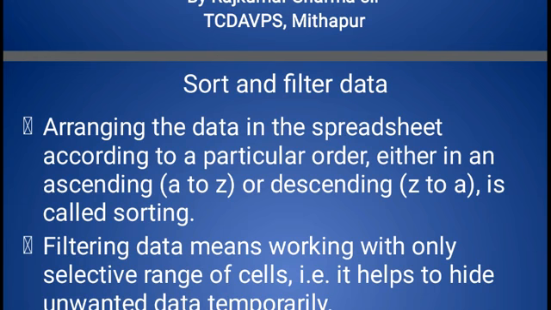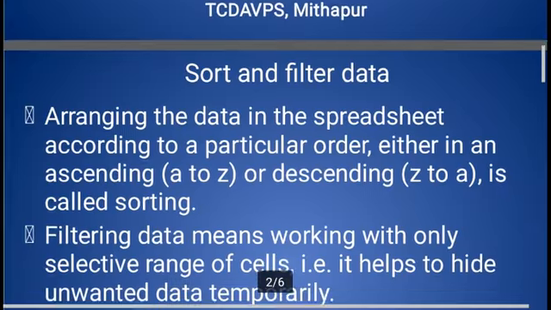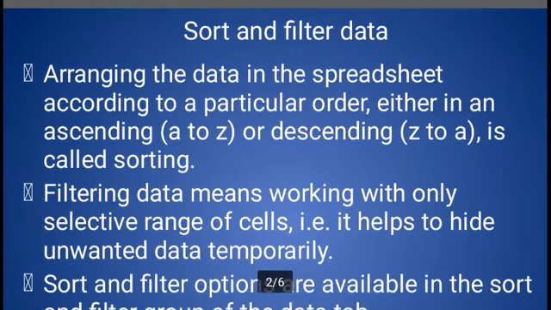So sorting and filtering data: sorting means arranging the data in the spreadsheet according to a particular order, either in ascending order, meaning A to Z style, or 1 to 100 style, or lowest to highest. Ascending order is always lowest to highest. Descending order means Z to A style, or 100 to 1, or highest to lowest. So we can arrange our data name-wise, roll number-wise, in ascending or descending order. So this is called sorting.